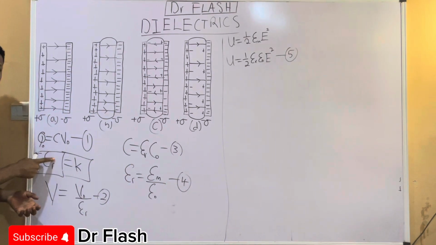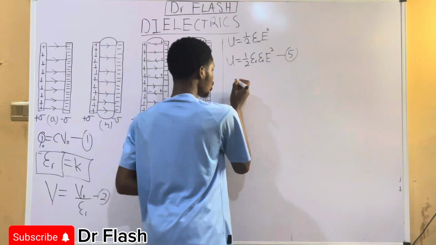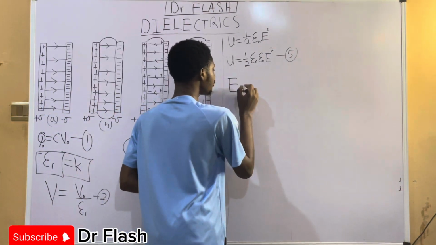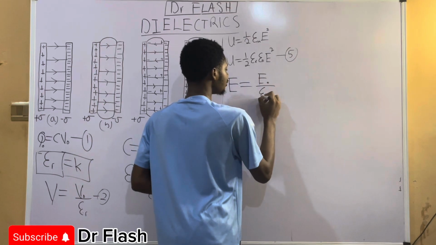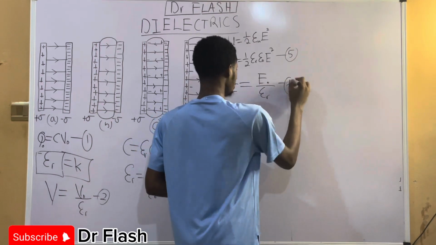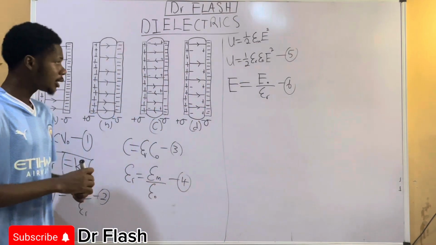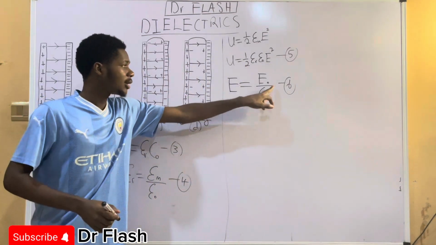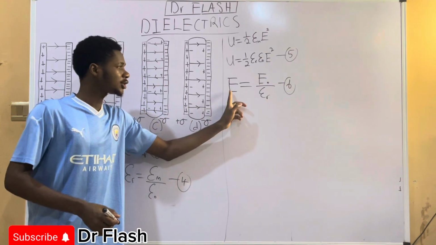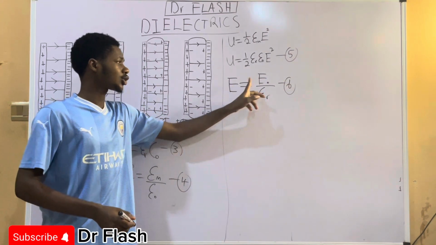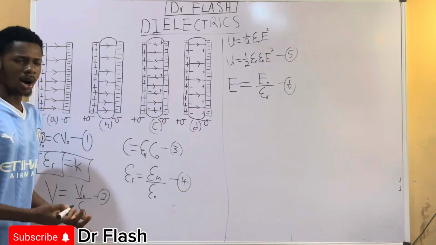Now, how do we know the amount by which it decreases? Still depending on this value, okay? So we can now conclude that the new electric field is also going to be equal to the initial electric field divided by the relative permittivity. Let's call this equation 6. So it also reduces by epsilon R, okay? So the new electric field intensity is now equal to the initial one divided by epsilon subscript R.